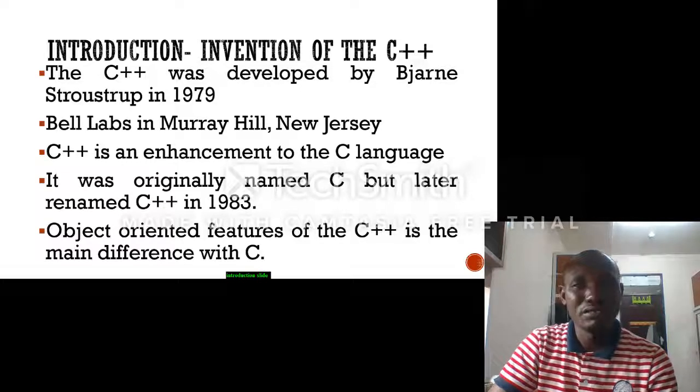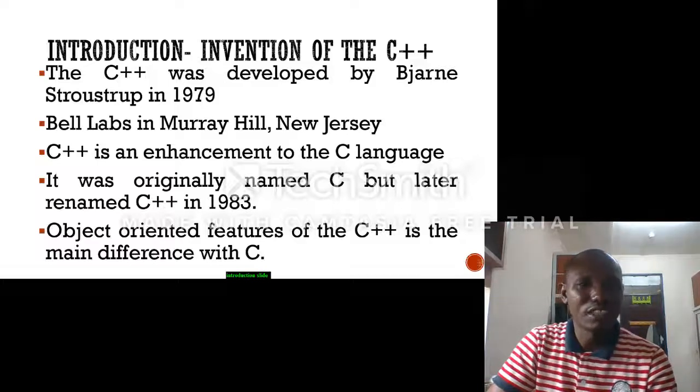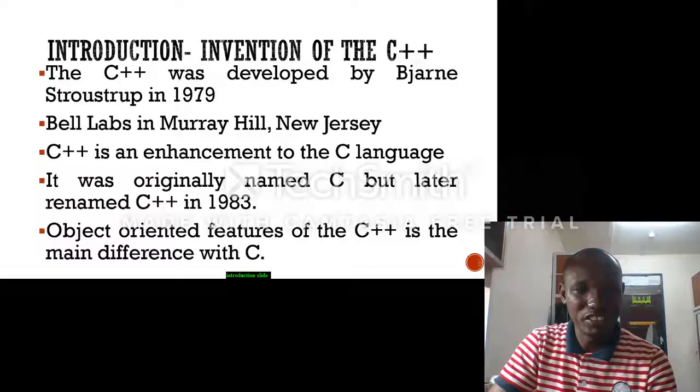Next thing we are going to see is the invention of the C++ language itself. C++ was developed by Bjarne Stroustrup in 1979 at Bell Labs in Murray Hill, New Jersey. C++ is an enhancement to the C language. It was originally named C with Classes, but later renamed C++ in 1983. The object-oriented features of C++ are the main difference from C. What differentiated it from C is the OOP, the object-oriented features that are embedded in C++.